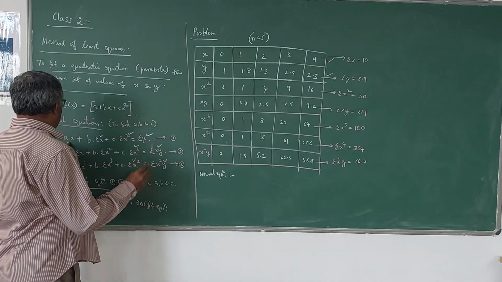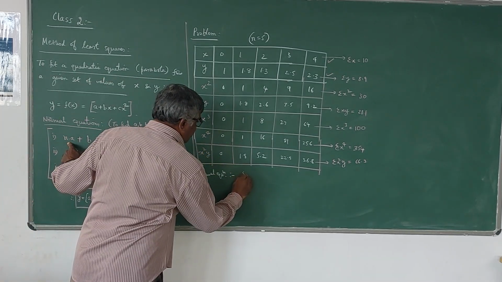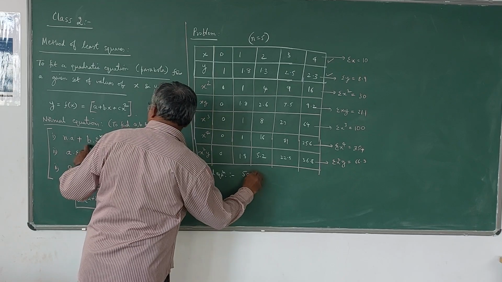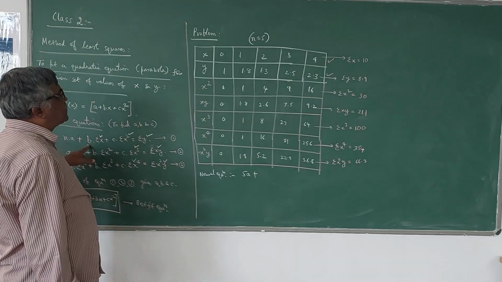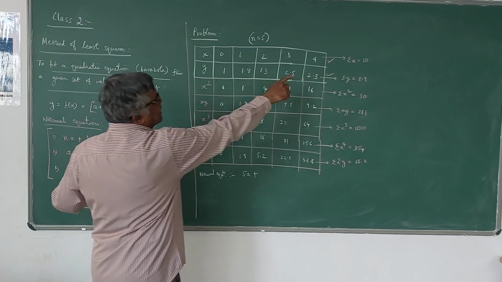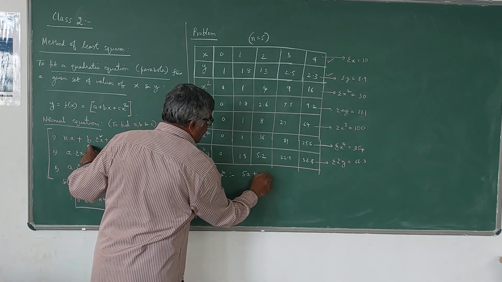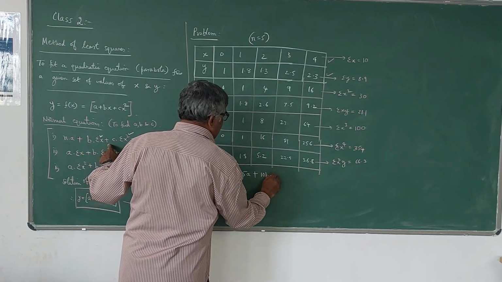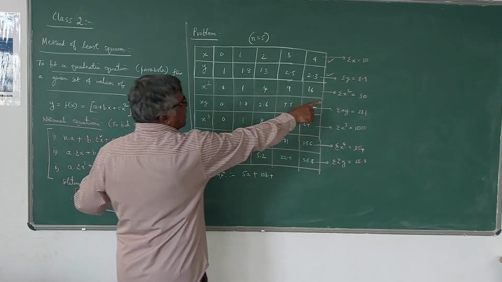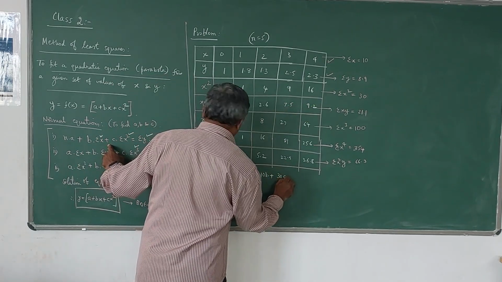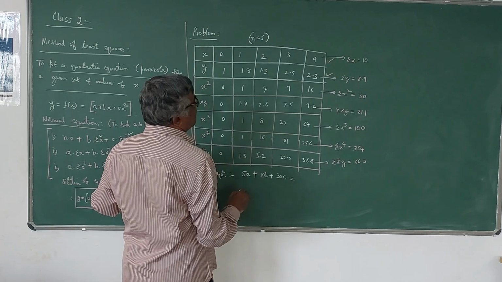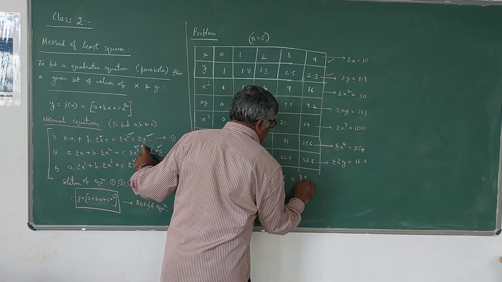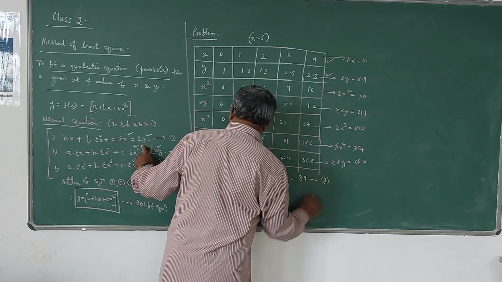First equation now: 5 into a, plus b into sigma x. Sigma x is 10, so 10 into b. Then plus c into sigma x square. Sigma x square is 30, so 30c is equal to sigma y, which is 8.9. So this becomes the first equation.